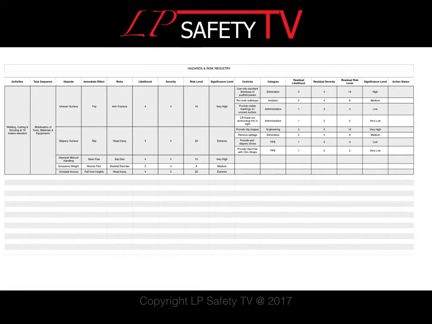Now, if you look at the fourth row, we have another administrative control. So once you put it in place, instead of low, it will now become very low. And that is called mitigation. Originally, you have a very high significance level, and then after you put in 4 controls, it becomes very low.